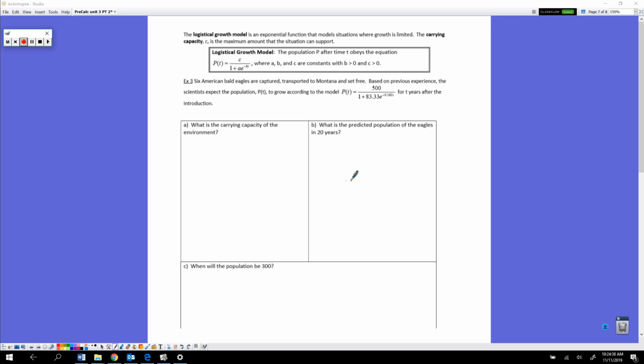Okay, so I'm going to quickly go over the logistic growth model. This is a super easy equation to use. Again, we're going to use the calculator for a lot of this problem, so make sure you've got your calculator and you know how to use it.